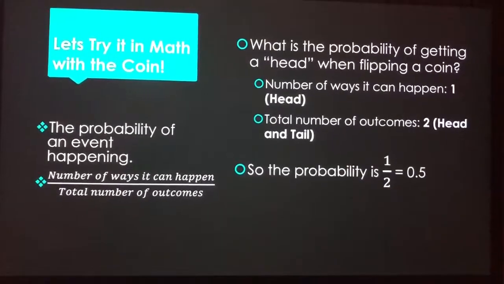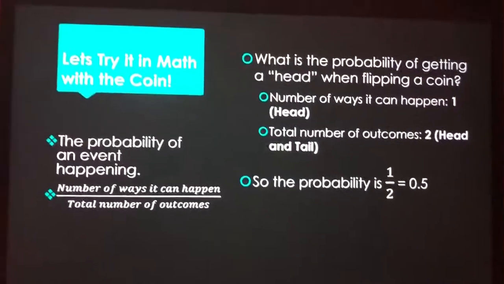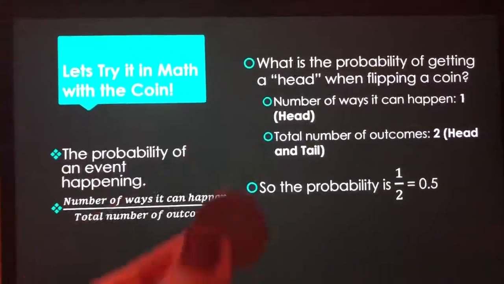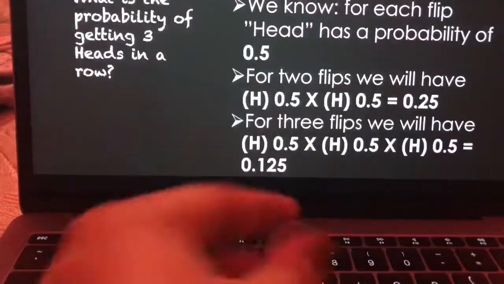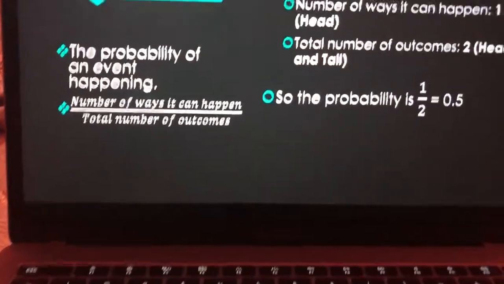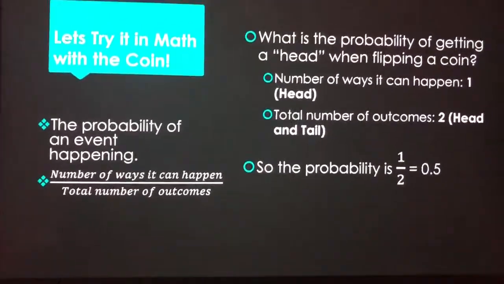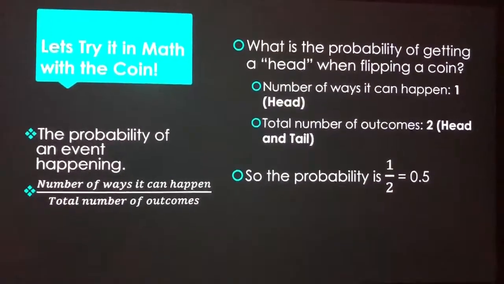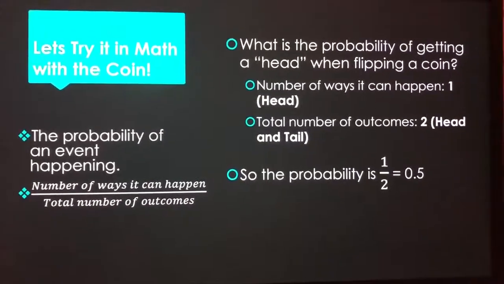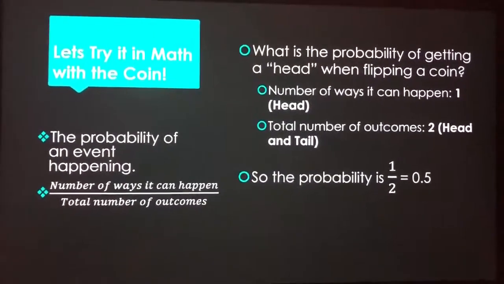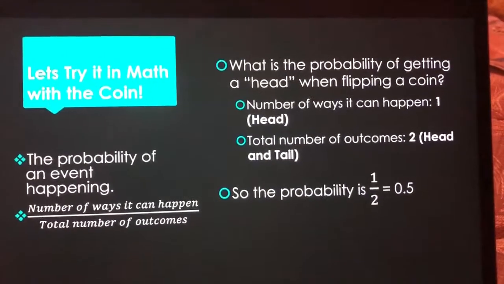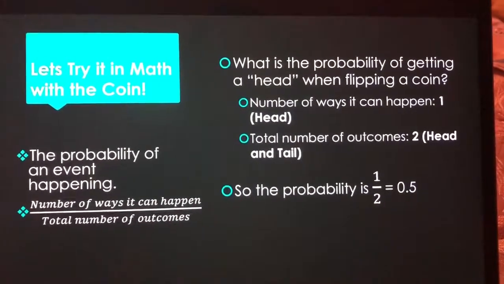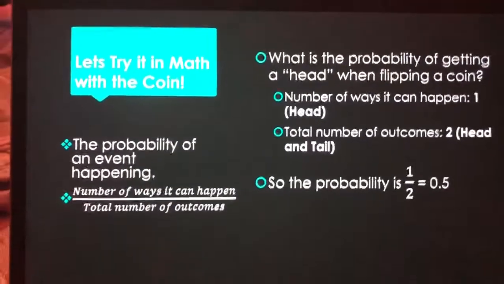Now, the number of ways it can happen is one, because on our coin we have a heads and a tails. We only have one tails and one heads. So the number of ways it can happen is 1 by getting 1 heads. The number of outcomes for it to happen is 2 because when we flip our coin, we can either get a heads or a tail. So the probability is 1 over 2, which is 0.5. So basically a half.